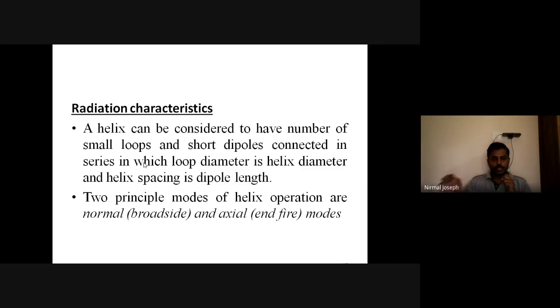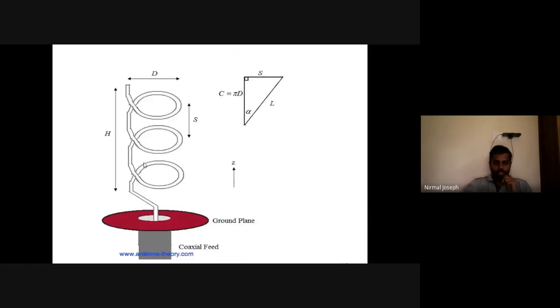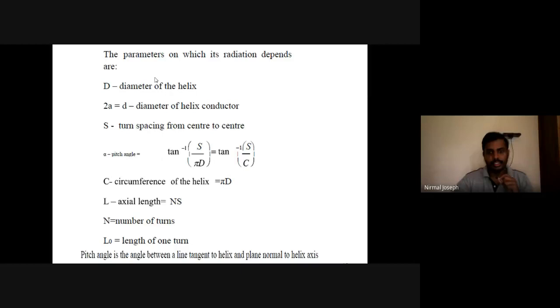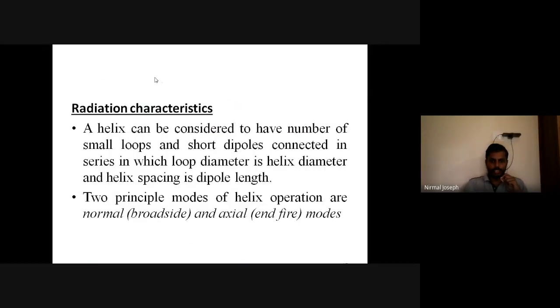A helix has a number of small loops and short dipoles connected in series, in which loop diameter is helix diameter and helix spacing is dipole length. That I just told, okay. So it has a series connection of dipoles and loops. This is the dipole part, this leg and this leg up to here, and these are the loops. So the dipole length will be S. Spacing will be dipole length, just towards top and just towards bottom. And what will be the loop diameter? That is D itself. Loop diameter is the helix diameter. So we can consider it in that manner.